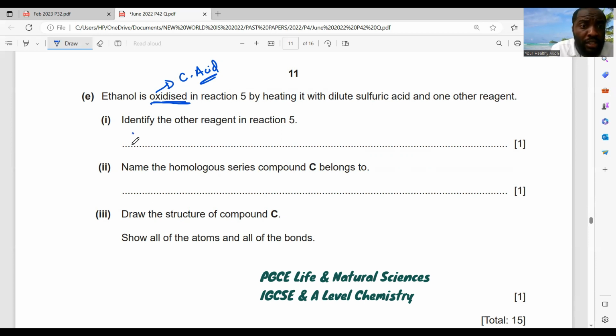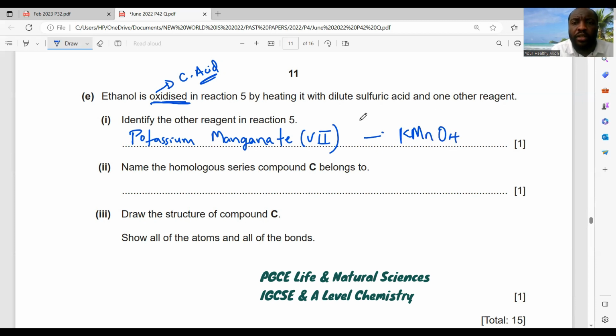You could use potassium manganate(VII), or potassium permanganate, usually written as KMnO4. If they did not mention this, you just say acidified potassium manganate(VII). That's it, just state that. Or you could also use potassium dichromate(VI), potassium dichromate.